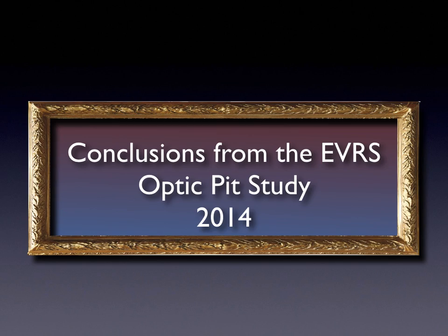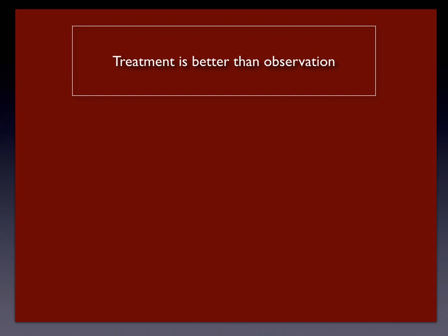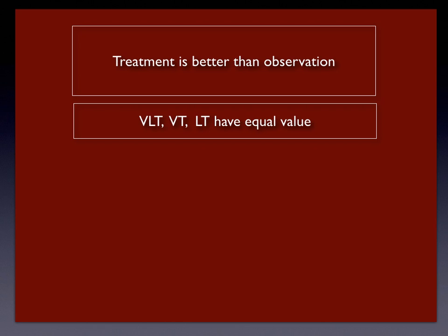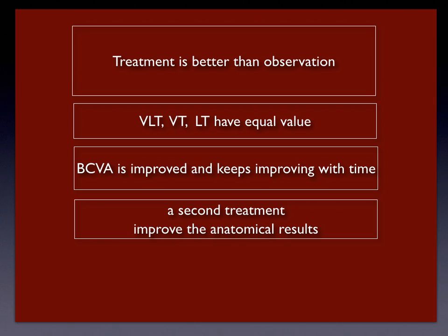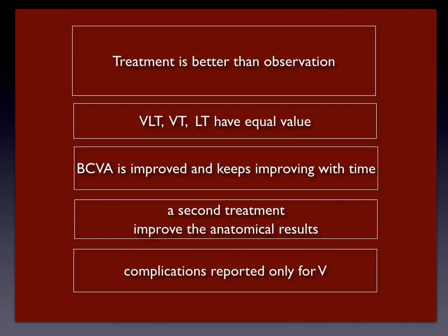So the main conclusions from the EVRS optic pit study were that treatment is better than observation, that vitrectomy plus laser plus tamponade, or vitrectomy plus tamponade, or laser plus tamponade had equal value, that visual acuity improved and kept improving with time when the anatomical success was reached, and that a second treatment improved the anatomical result and was necessary in 16% of the cases, and that the complications were reported mainly for vitrectomy.